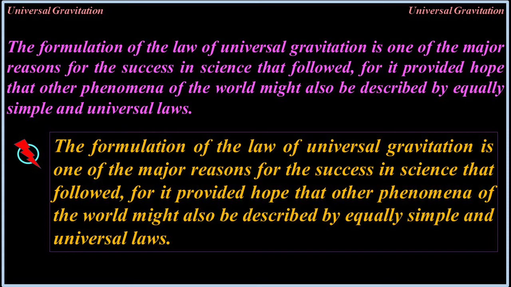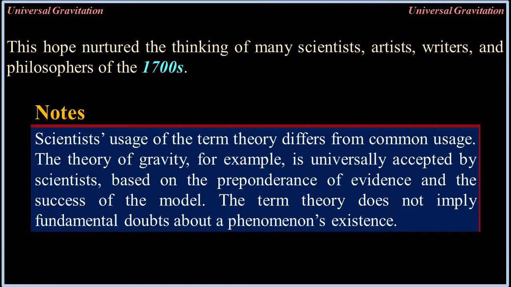The formulation of the law of universal gravitation is one of the major reasons for the success in science that followed, for it provided hope that other phenomena of the world might also be described by equally simple and universal laws. This hope nurtured the thinking of many scientists, artists, writers, and philosophers of the 1700s.